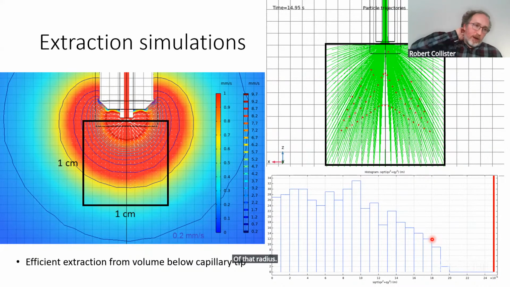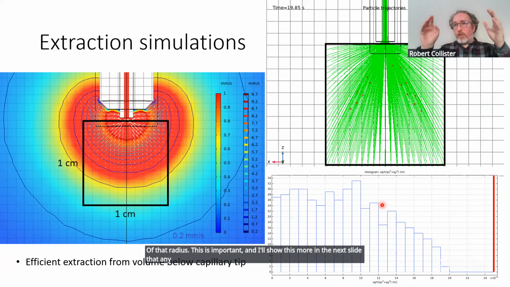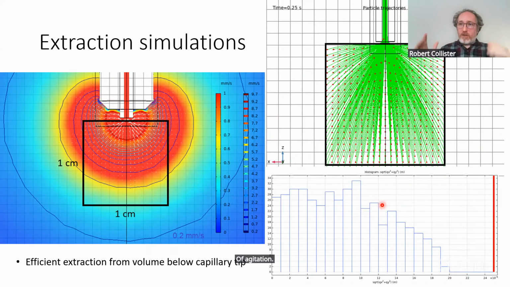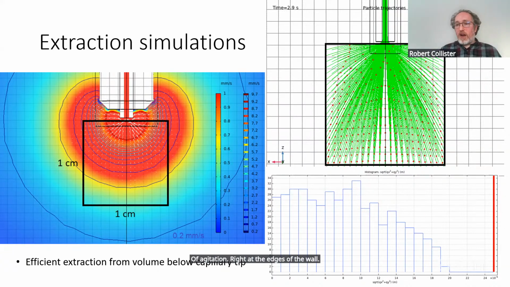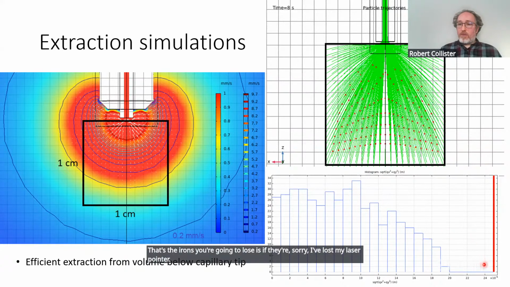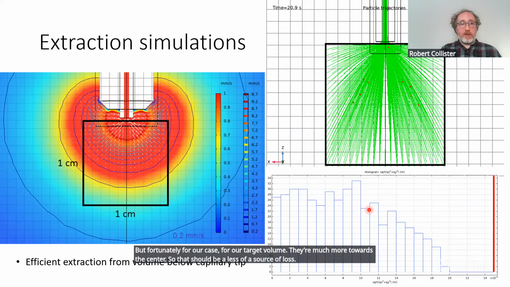This is important, and I'll show this more in the next slide: any little turbulence introduced by the boiling process matters, because we do a phase transition by heating the capillary wall, and so you do get a little bit of agitation right at the edges of the wall. That's where you're going to lose ions if they're out here. But fortunately, for our target volume, they're much more towards the center, and so that should be less of a source of loss in this scheme.